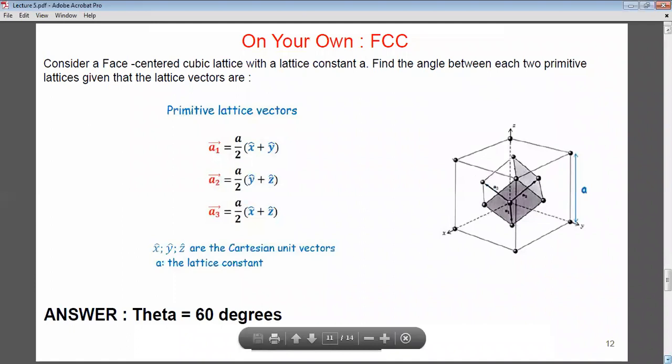Okay. Now, consider a face-centered cubic lattice. So this is a face-centered cubic lattice with a lattice constant A. Again, with a lattice constant A, it means the edge of the cube is A. Find the angle between each two primitive lattice vectors, given that the lattice vectors are the ones given in class for the FCC. So again, do it yourself and prove that theta will be equal in all cases. So the angle between A1, A2 will be equal to the angle between A2, A3 will be equal to the angle between A1, A3, and all of them will be 60 degrees. So you can do this yourself.